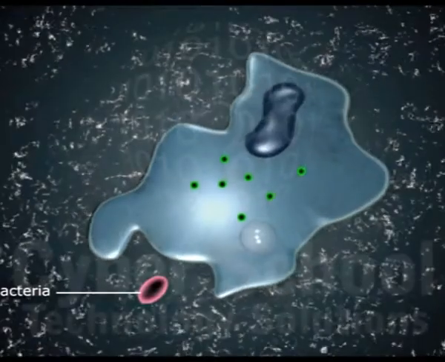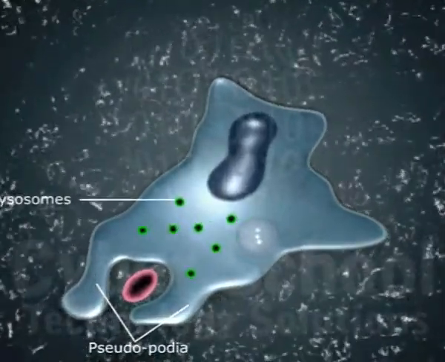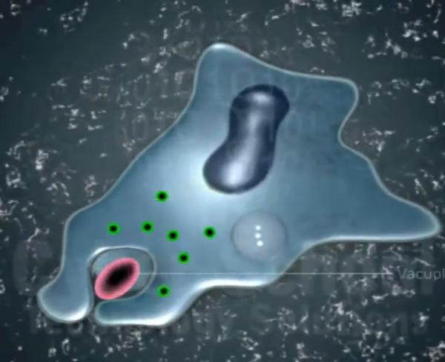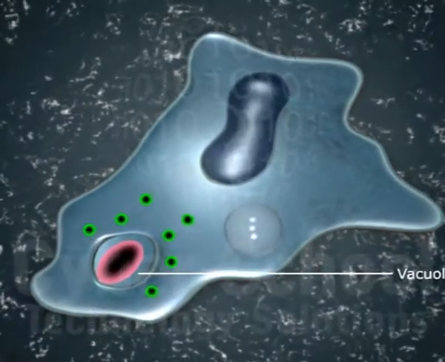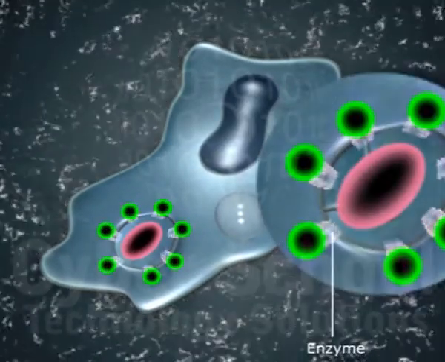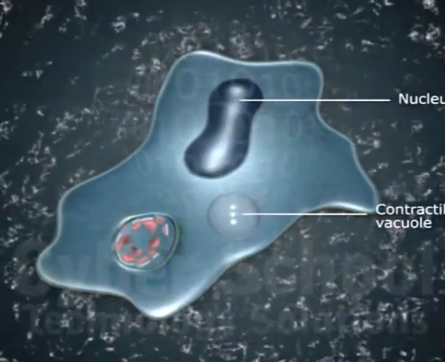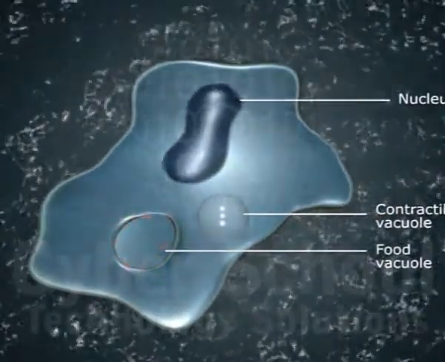An amoeba engulfs the bacteria by closing around it in a process known as phagocytosis. The bacteria are now trapped in a vacuole. Lysosomes surround the vacuole and use their hydrolytic enzymes to digest the bacteria. The soluble substances released by digestion of the bacteria are absorbed into the cytoplasm.